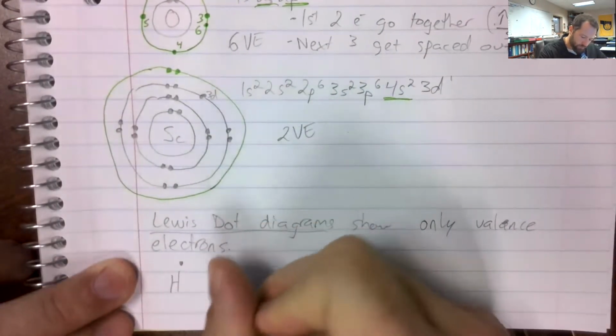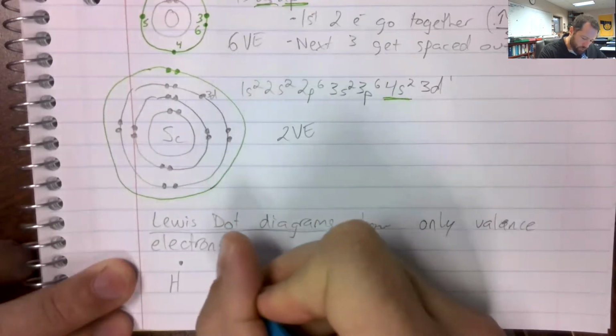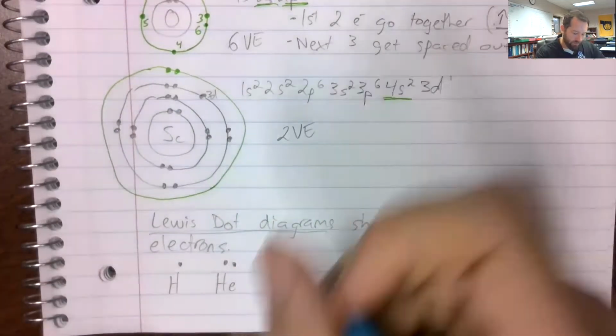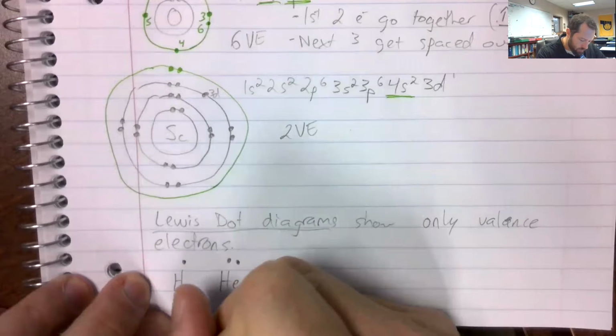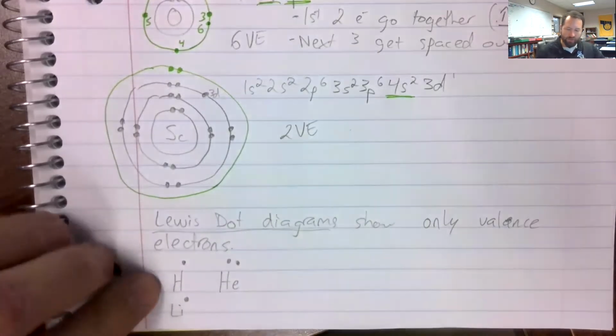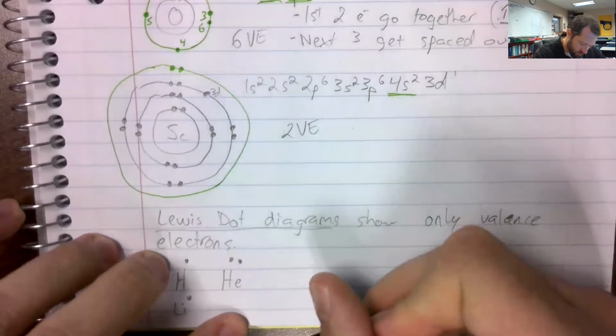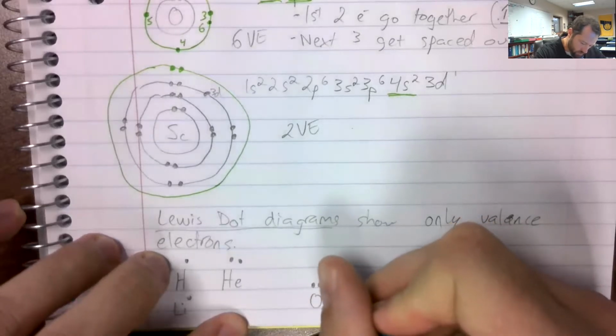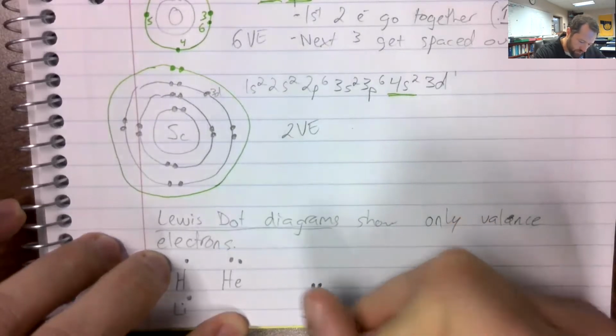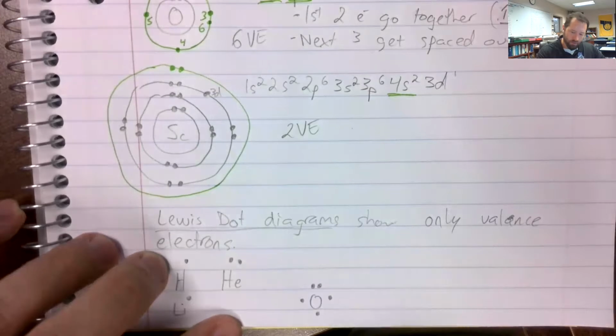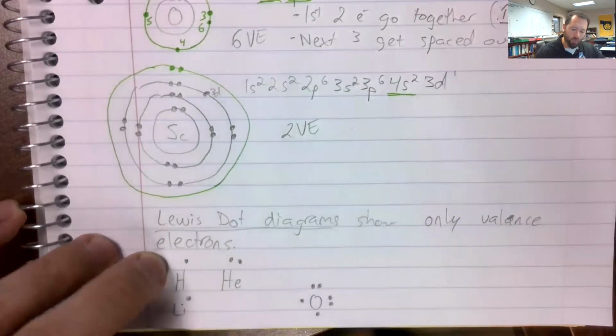All right, hydrogen and helium, they're no different. Their only shell is the valence shell. But after that, lithium looks a whole heck of a lot like hydrogen, just one dot. We don't draw those inner two electrons. Oxygen, again, make sure you're leaving those next three open, and then finally go back and pair them up only if you have to.